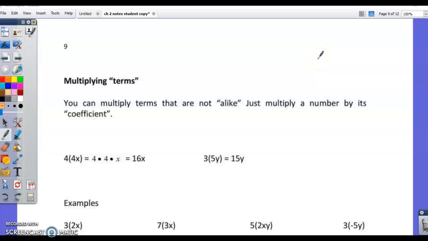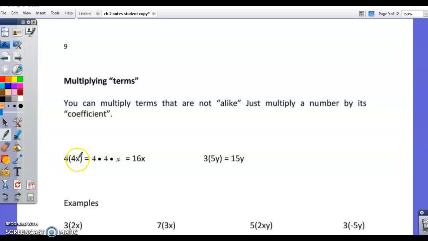All right, so in the last section we talked about combining like terms, and now we're going to talk about multiplying terms. When combining like terms and we're adding, they have to have the same variables to the same exponents. But when we're multiplying, that rule doesn't apply. You can multiply any terms together to get an answer. And in its most basic form, you can multiply terms that are not alike. You just multiply a number by its coefficient.